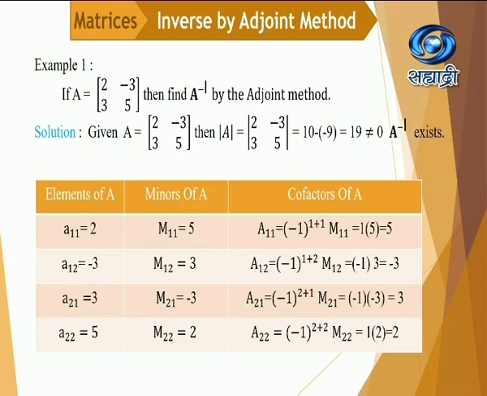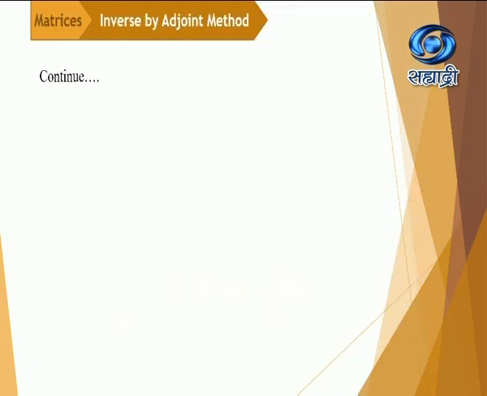A12 is minus 1 raised to 1 plus 2 into M12, which is equal to minus 1 into 3 equal to minus 3. Then A21 is minus 1 raised to 2 plus 1 into minus 3, which is equal to 3. A22 is minus 1 raised to 2 plus 2 into M22, which is equal to 1 into 2 is 2. So here the cofactors are 5, minus 3, 3, 2. So write down the matrix of cofactors. The matrix of cofactors is the 2 cross 2 matrix with rows 5, minus 3, 3, 2.